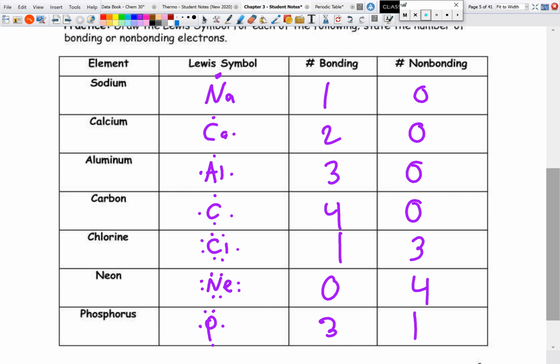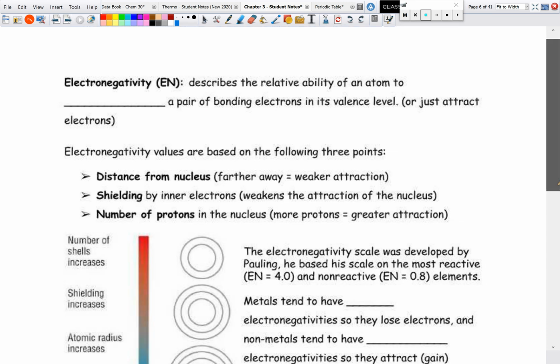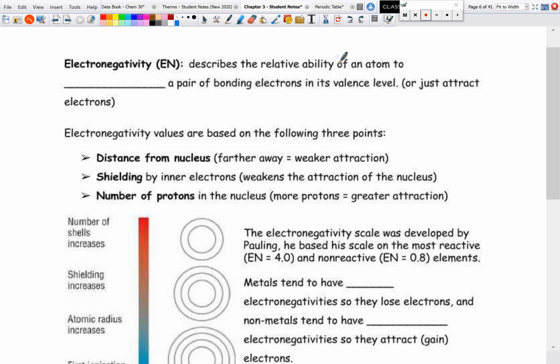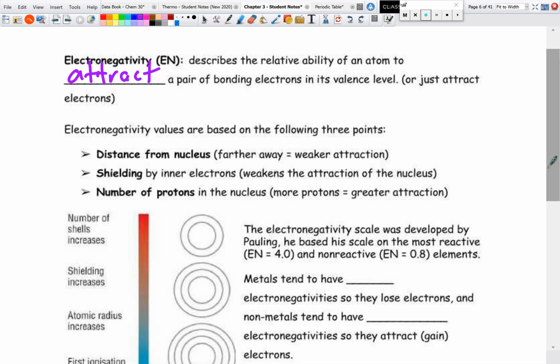Now there's going to be one more thing we're going to touch up on before we finish this section, and this goes into the assignment that has been posted up on Google Classroom, and you've probably seen it posted up there as well. So it talks about electronegativity. And this is going to be the thing that anchors this entire unit, the idea of electronegativity. So when we look at what it is, electronegativity just describes the relative ability of an atom to attract a pair of bonding electrons into its valence orbital, or it's just the ability to attract bonding electrons. Now, electronegativity values are based on the following 3 points.